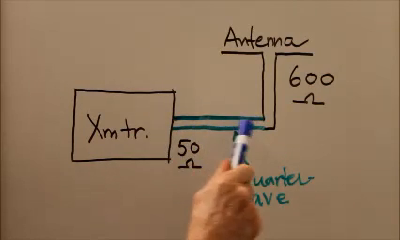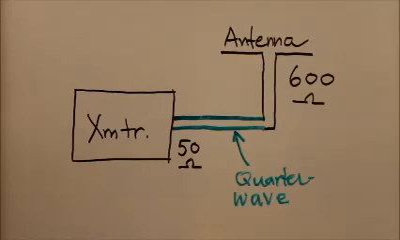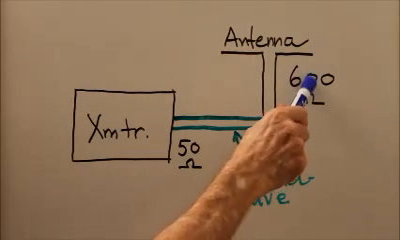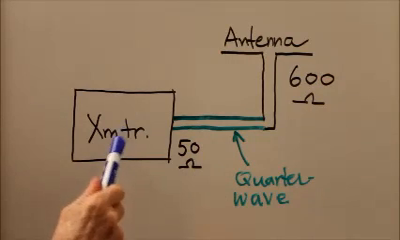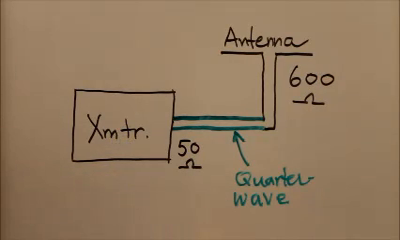Suppose that we decide that we want to make a quarter wavelength matching section of transmission line to match this impedance to that, so that the transmitter will see a purely resistive impedance of 50 ohms, even though the antenna system is a purely resistive impedance of 600 ohms.